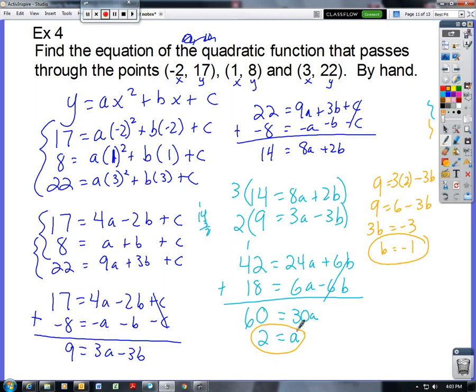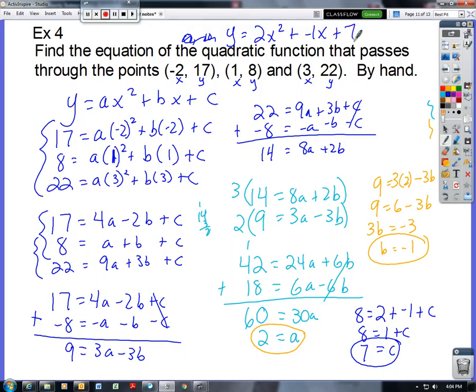And now all we have to do, we're almost there. We have our a and our b. I'm going to pick this easy one here and plug those back in. So I've got 8 equals a, which is 2, plus b, which is negative 1, plus c, which is what I'm trying to find. So 8 equals 1 plus c. That means c must be 7. And then we'll write the equation up here because that's where I have room to do it. ax squared, so 2x squared plus bx, which is negative 1x, plus c, which is 7.